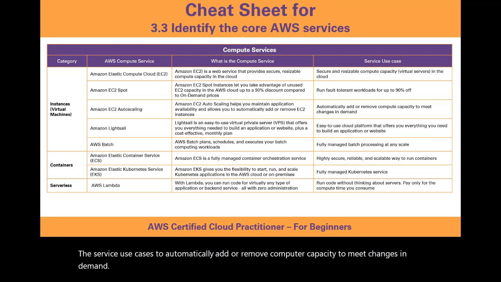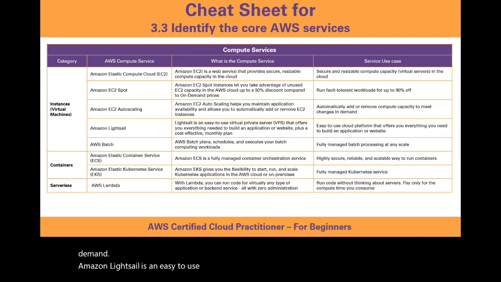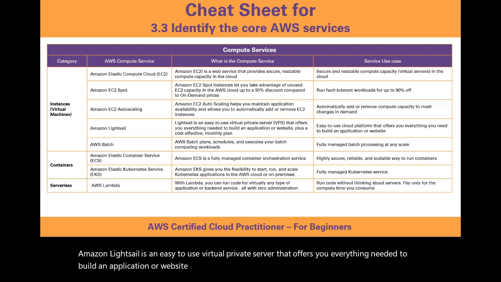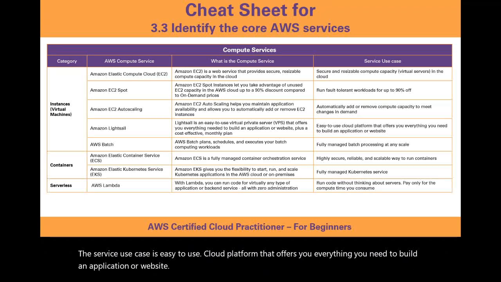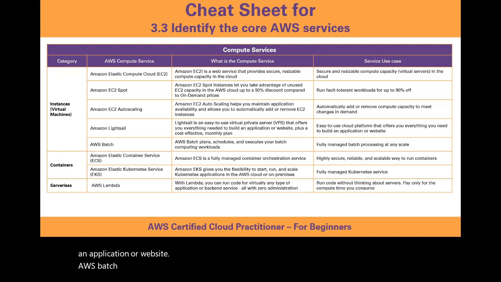Amazon Lightsail is an easy-to-use virtual private server that offers you everything needed to build an application or website, plus a cost-effective monthly plan. The service use case is an easy-to-use cloud platform that offers you everything you need to build an application or website. AWS Batch. AWS Batch plans, schedules, and executes your batch computing workloads. The service use case is a fully managed batch processing at any scale.